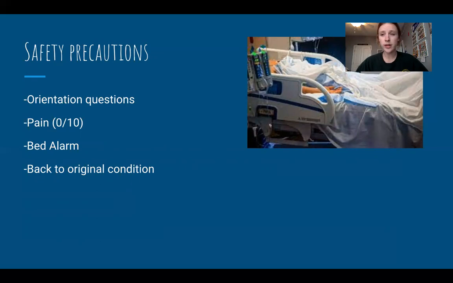So for us, we are required to ask them to rate their pain out of 10, or 0 out of 10. And if it's above an 8, we are mandated to report that. And it's also important because we are doing swallowing assessments.